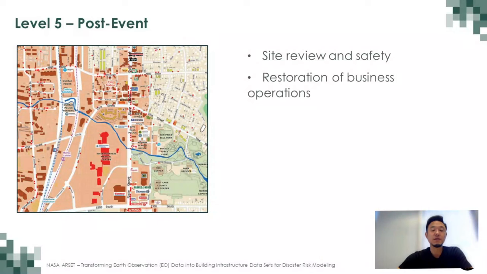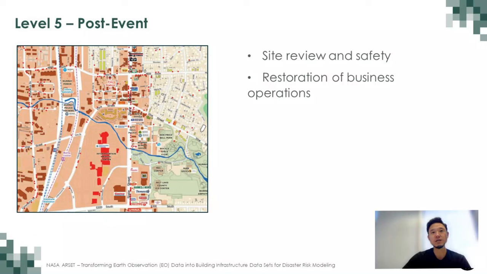So for post-event level 5 exposure data, we start looking at things like site review and safety, restoration and business operations. These decisions can be made based on the quality of the information that's underlying the level 5 exposure data. Basically, you want to ask where to send the building officials and engineers to make sure that things are okay, how to manage the recovery, and where outside of the impacted area is enough that we can dependably start sending supplies or emergency vehicles.